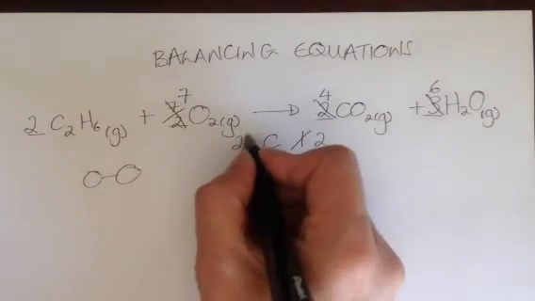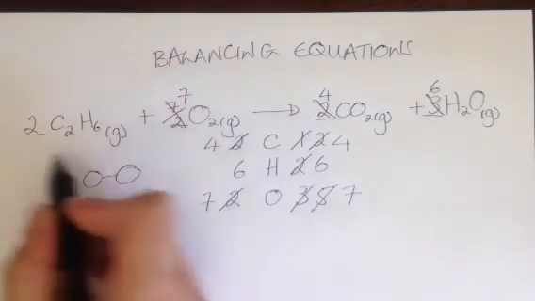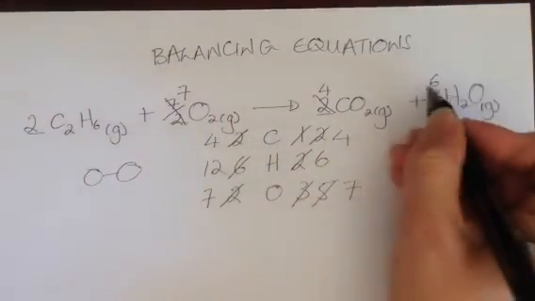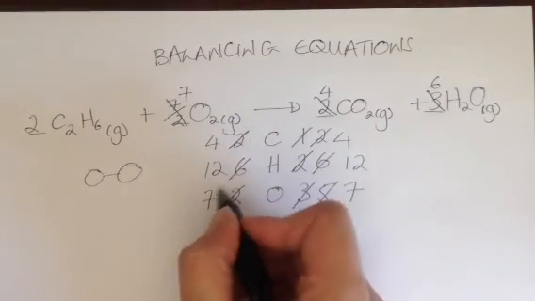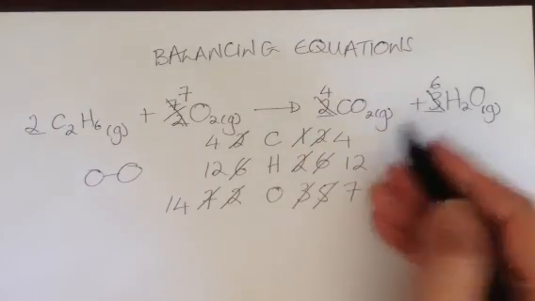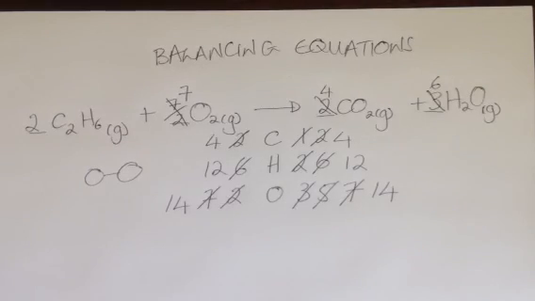I've got 2 times 2, 4 carbons. On this side, 4 carbons. 2 times 6, 12 hydrogens. 6 times 2, 12 hydrogens. 7 times 2, 14 oxygens. 4 times 2 is 8 plus 6, 14 oxygens. So now my equation is balanced.